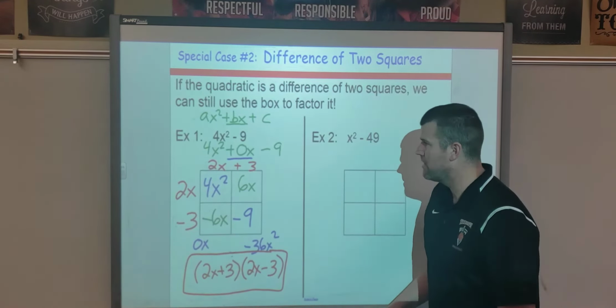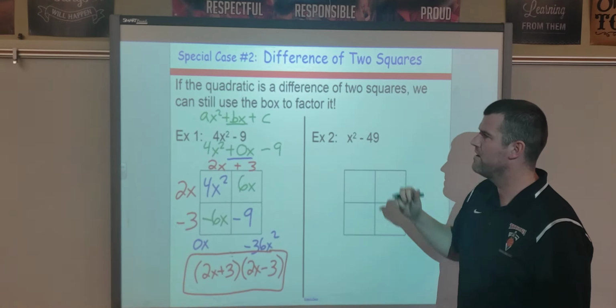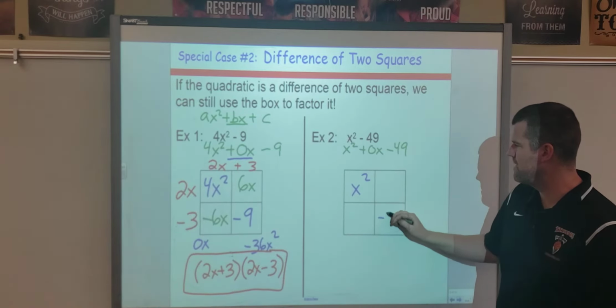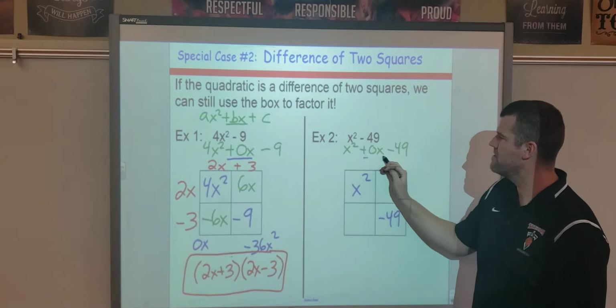We have our A, we have our C, right? There's no variable attached, so that's our constant or our C, but we don't have a B. So I can rewrite this as x squared plus 0x minus 49. I can then fill in my box. First term, first box. Last term, last box. What do they need to add to? That's right, they don't have to add to anything.